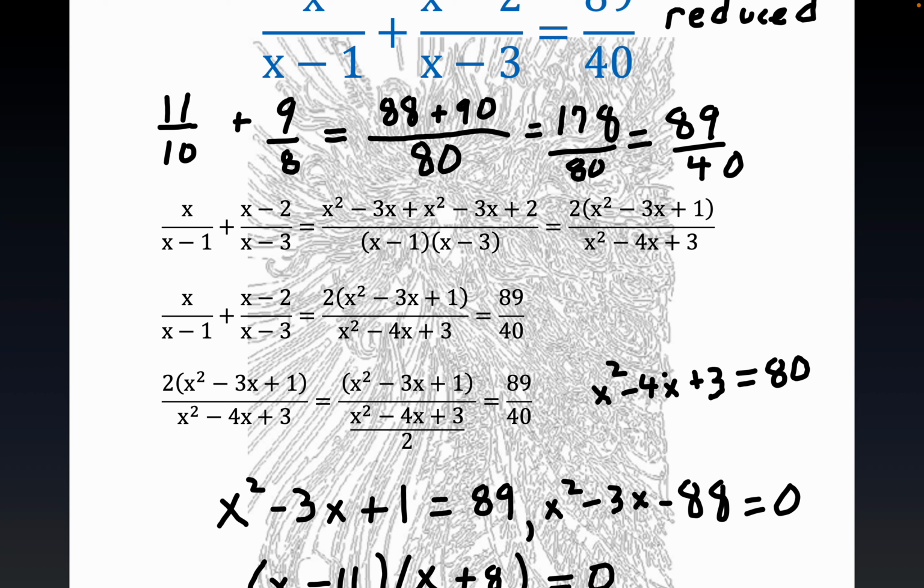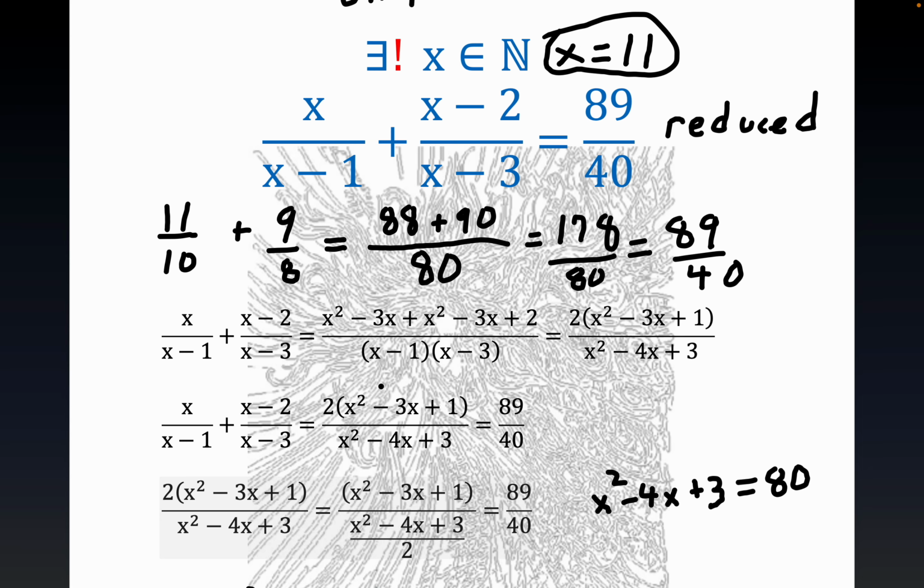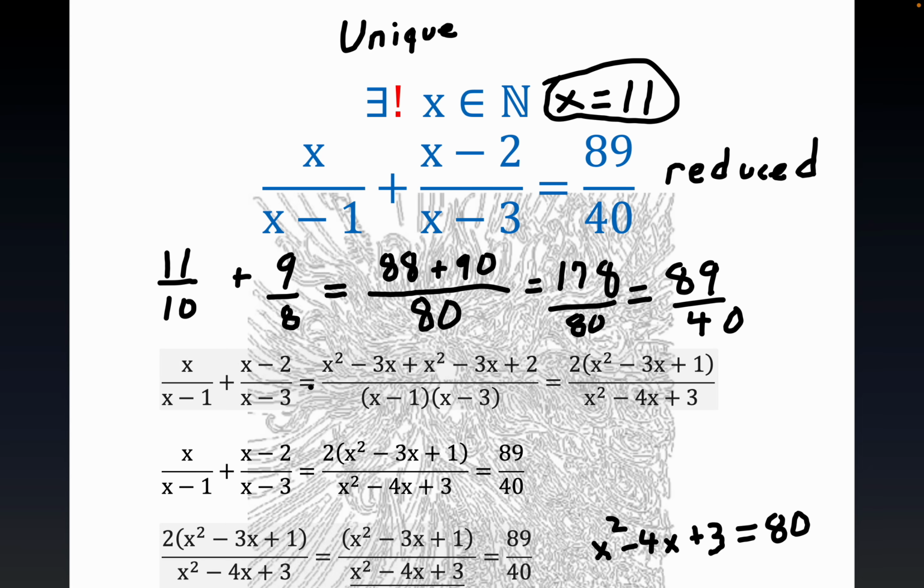Again, multiply by 2, you get this statement right here, right? But this one was kind of ready to go once we established that this and this were equivalent. So anyway, that's all. Final answer is x equals 11.